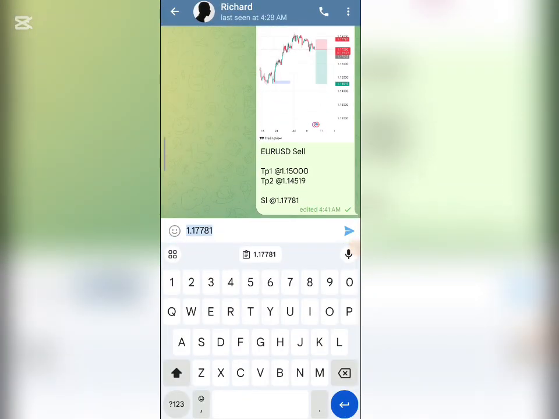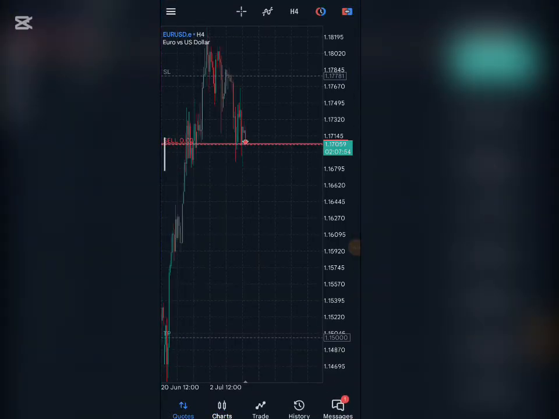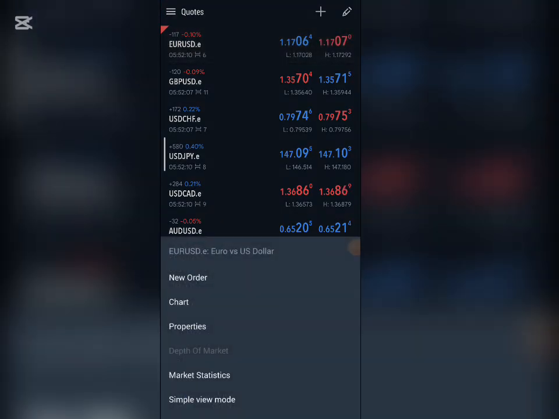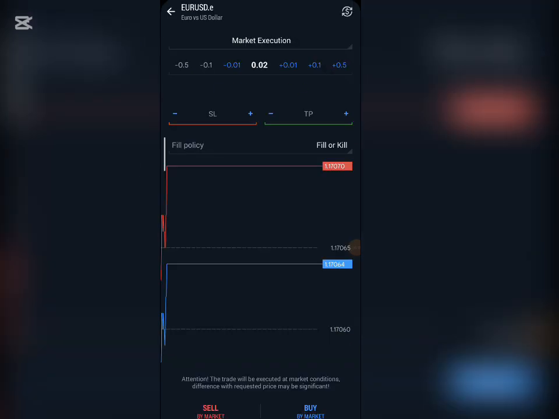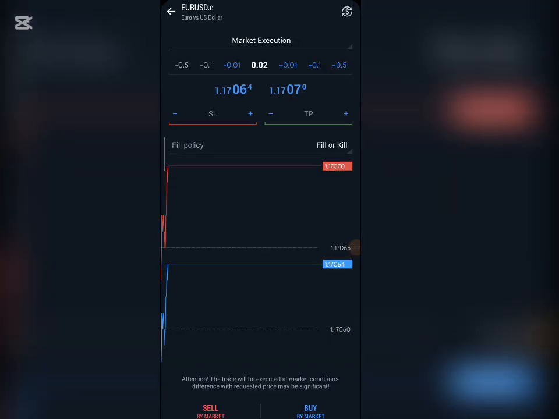Now for buy order, it is the opposite. It's just that instead of clicking on sell, we're going to be clicking on buy. Do you understand? So let me show you an example. You could click on it again, new order. Then instead of selling, what are we going to click on? We're going to click on buy.